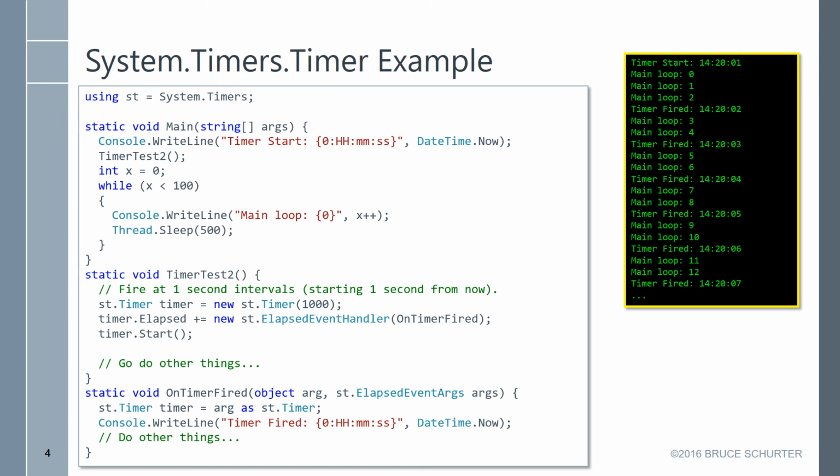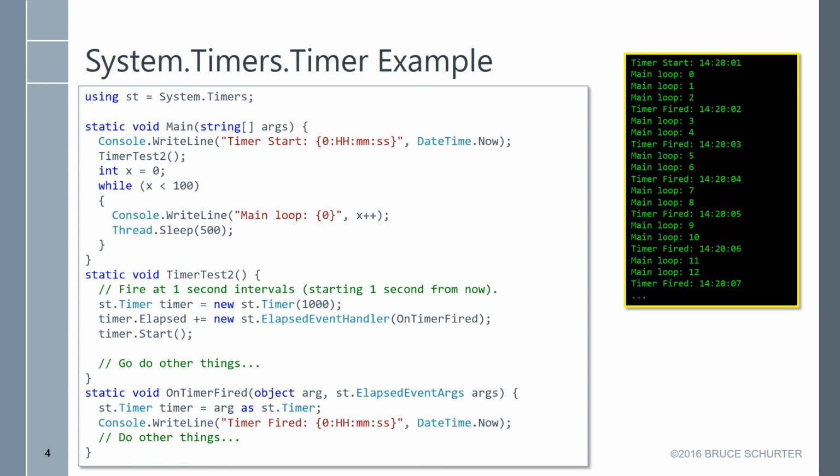And every time the timer is fired now, we can get that particular timer from the args class if we needed to. We're not really using it in this case, but we can say st.Timer timer equals arg as st.Timer. That's the object that fired it. And then there is ElapsedEventArgs, which will indicate other information.